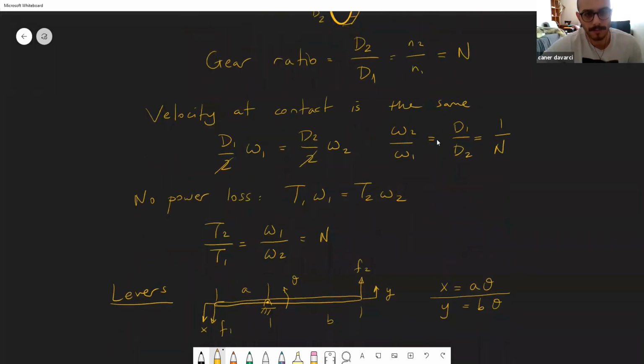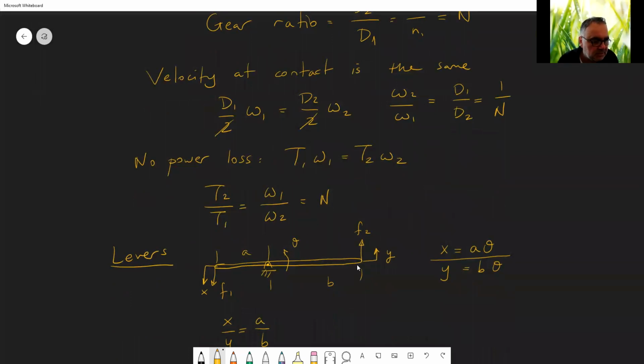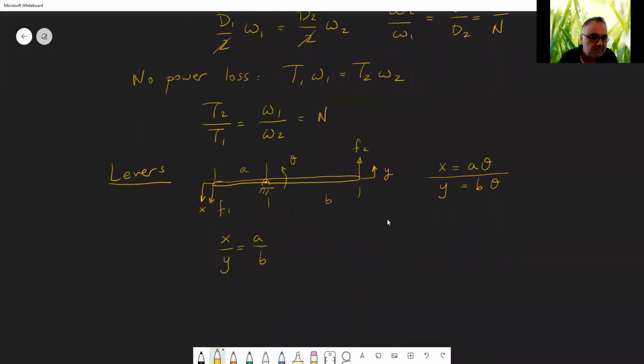Okay, Hocam, thank you so much. Here, I define x downwards in the lever and y upwards, so that I can write x over y equals a over b. If I had defined everything upwards, there would be a minus here. Do you understand?